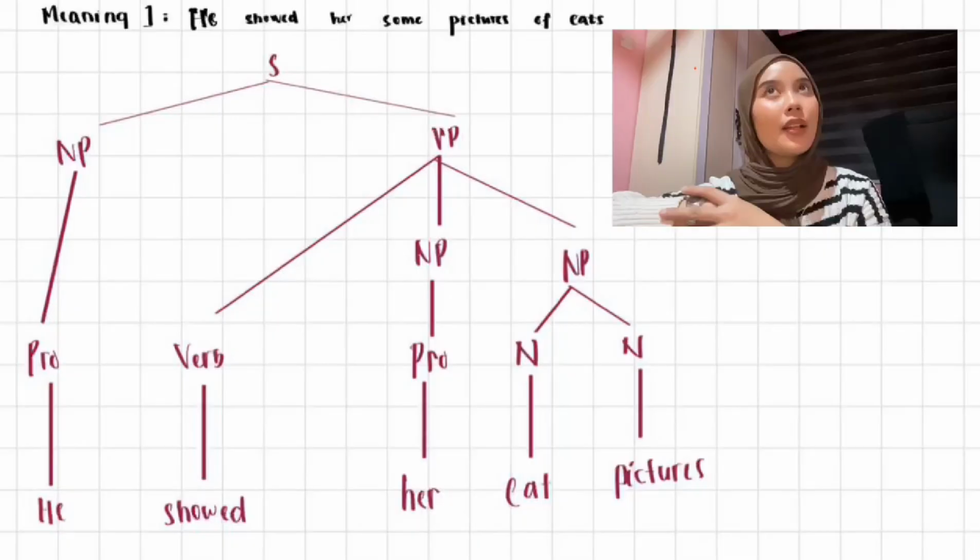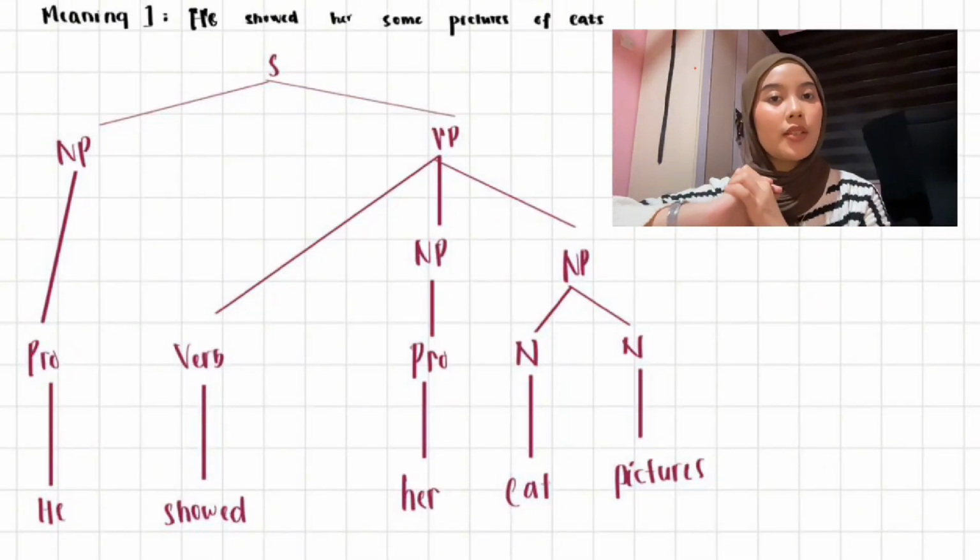My name is Sharifah Nazrin, and today I will talk about two ambiguous sentences. The first sentence is "He showed her cat pictures," and the second one is "The old man and woman sat quietly." Let's start with the cat pictures example.